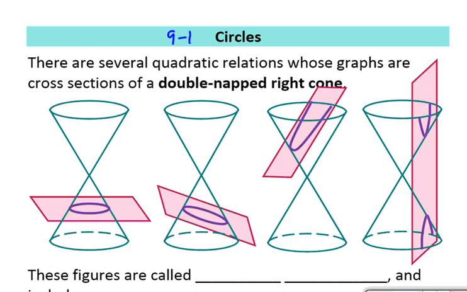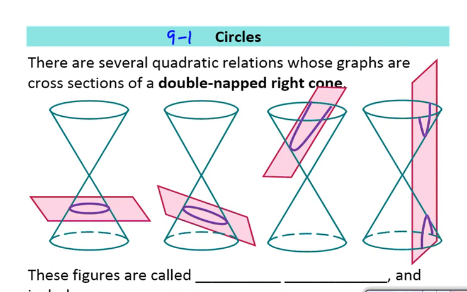Chapter 9 is going to begin with a study of circles. A circle would be one of a group of objects or graphs that we would call conic sections. They're called that because if you stack these two cones together, as you can see in the picture, upside down, and if you were to pass a plane through it, you would get different shapes.